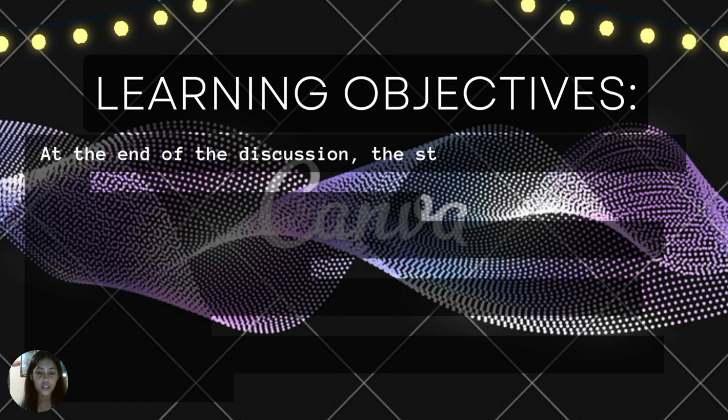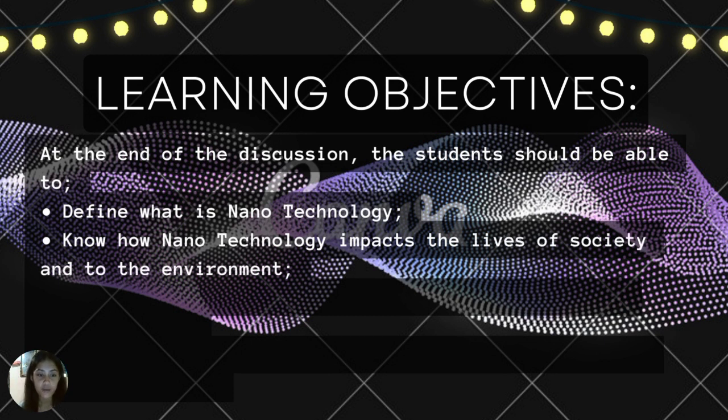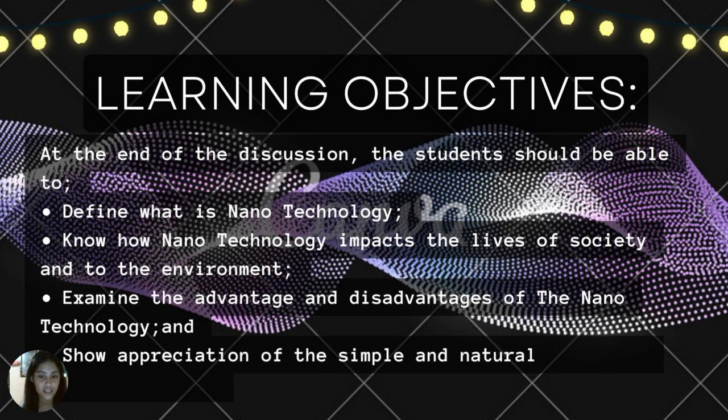These are the learning objectives for us to be guided all throughout the lesson. At the end of the discussion, the students should be able to, first, define what nanotechnology is. Second, know how nanotechnology impacts the lives of society and the environment. Third, examine the advantages and disadvantages of nanotechnology. And lastly, show appreciation of the simple and natural things in the environment.